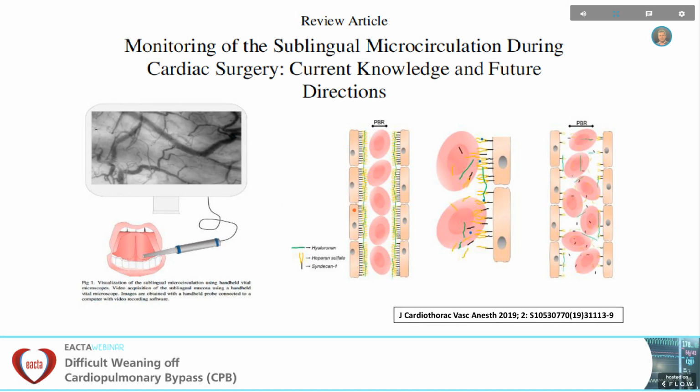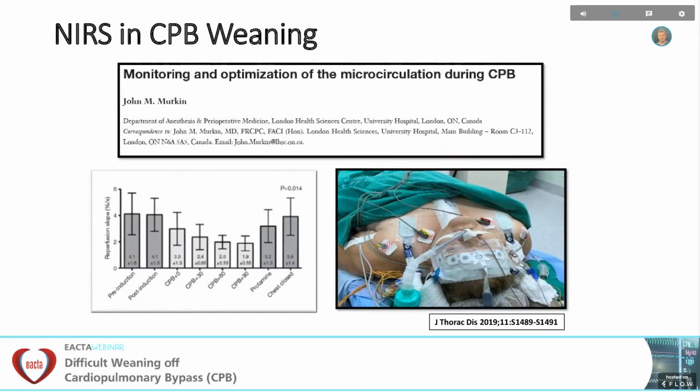It's a network of vessels, capillaries, and venules, and we can have a lesion of the glycocalyx that leads to hypoxia after weaning from CPB. These alterations are more important after CPB. We have NIRS monitoring, which we can use as a surrogate measure for this microcirculation.